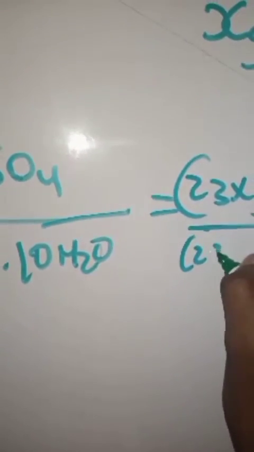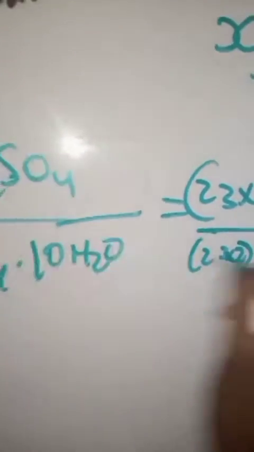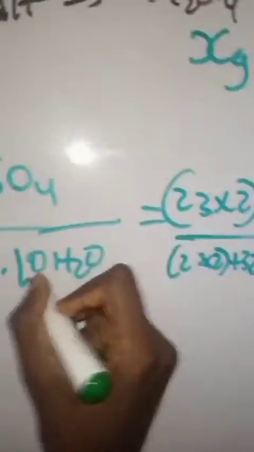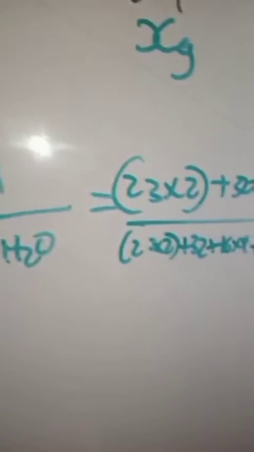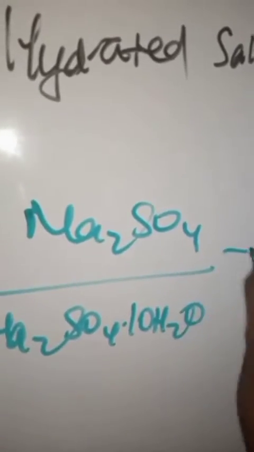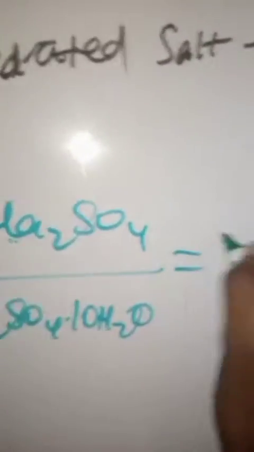Na2SO4, that's what? 23 times 2 plus 32 plus 16 times 4 plus 10 times, oh this place is 2, let me clean this and write it again. So this is what we have again. We have Na2SO4 over Na2SO4 dot 10H2O, right? Yes, what's the molar mass of this one?